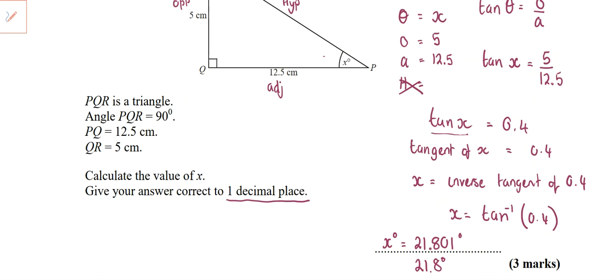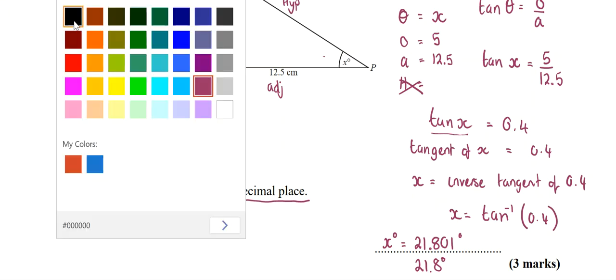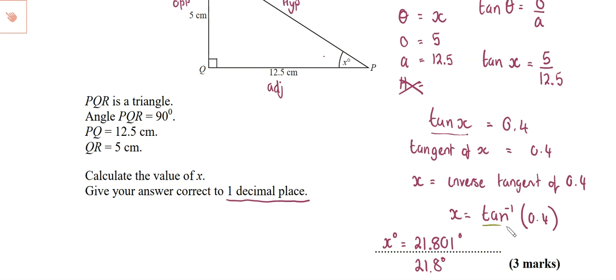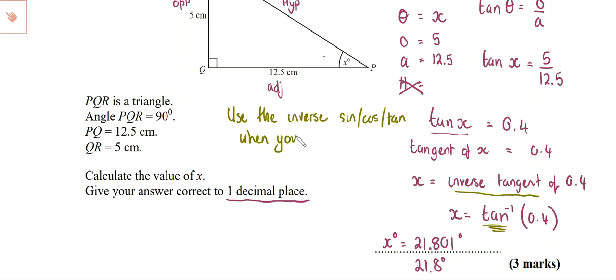So the final bit, where people go wrong, is the inverse tangent. That's where this is different. We use the inverse tangent if the angle is just x. So use the inverse sine, cos, tan when you want to find the angle. Okay?